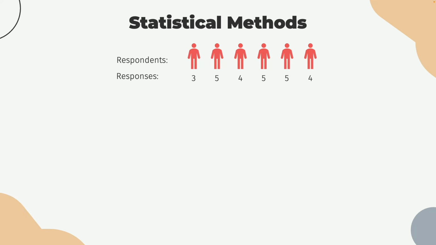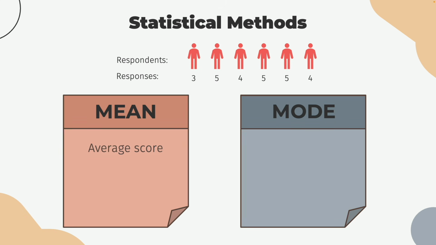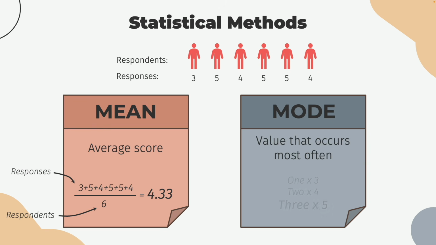There are 2 simple statistical methods you can use: the mean and the mode. The mean is the average score, where you add up all the numerical values of the responses and then divide them by the number of responses. Mode is the value that occurs most often. These 2 can give you a clear snapshot of the general sentiment. And don't overlook the qualitative feedback. It's often where the real gems lie.